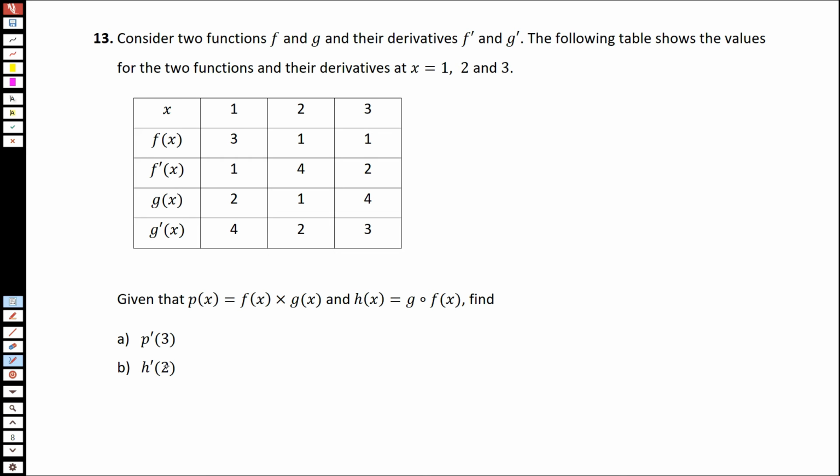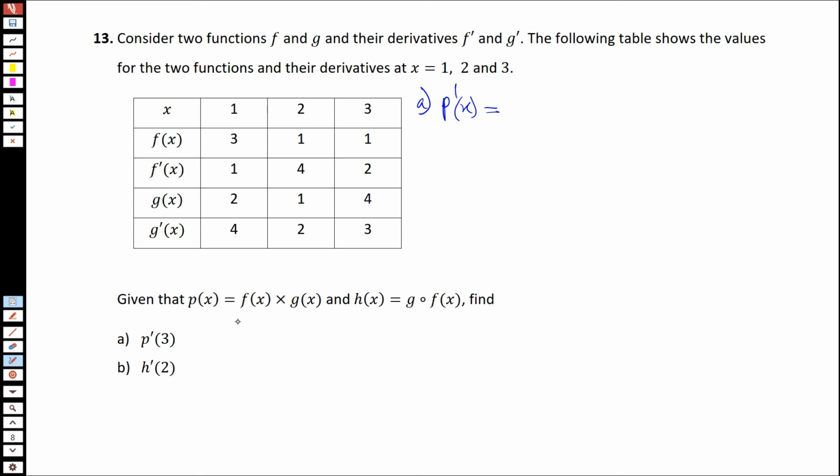So for part A, let's work out part A here. What you're interested in here is the derivative of p. So p dash x will be equal to, now one thing you have to notice here is that p is a product of two functions. So p is given by f of x multiplied by g of x. Now if you want to find the derivative of p, that implies that we have to apply product rule.